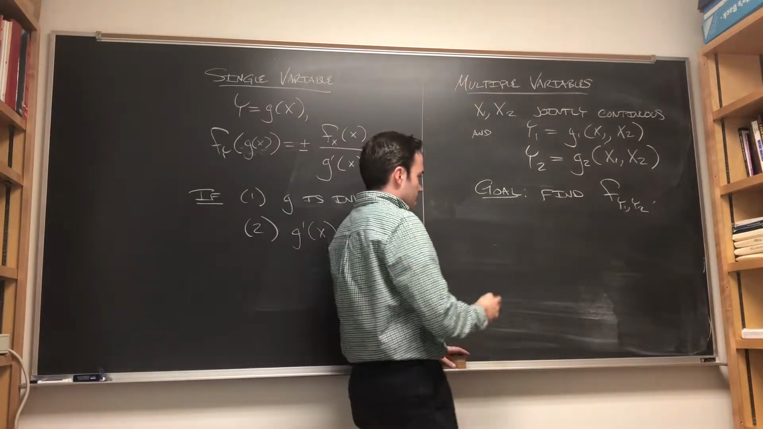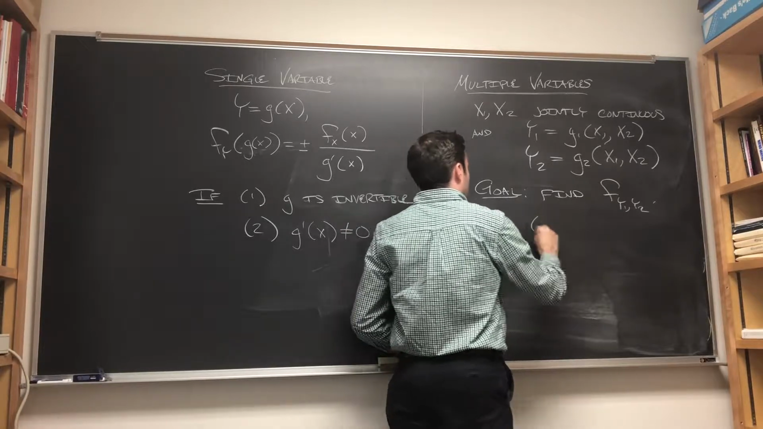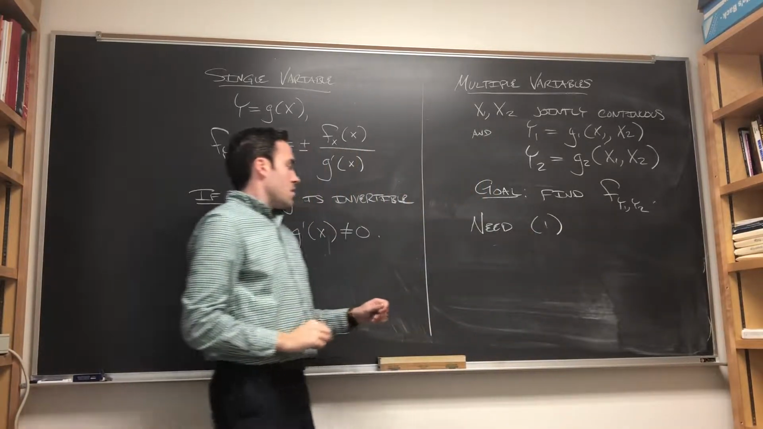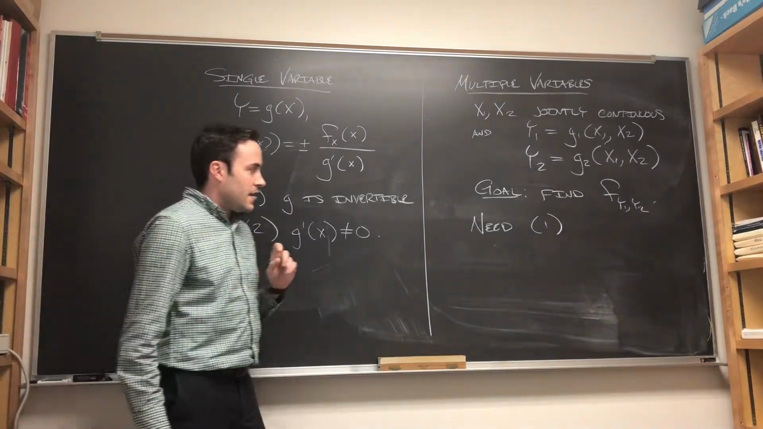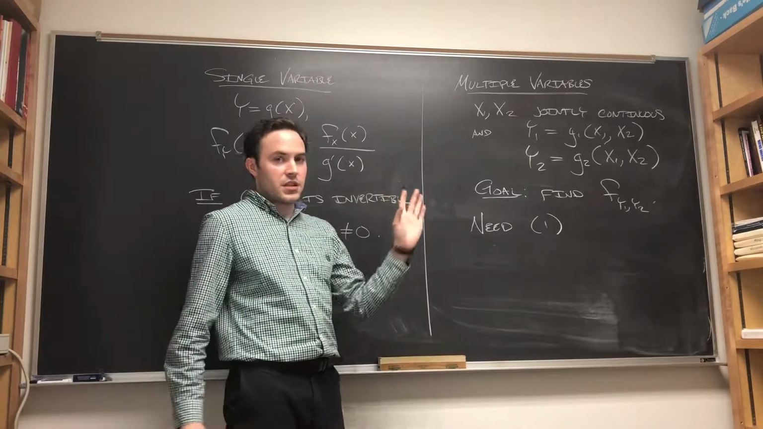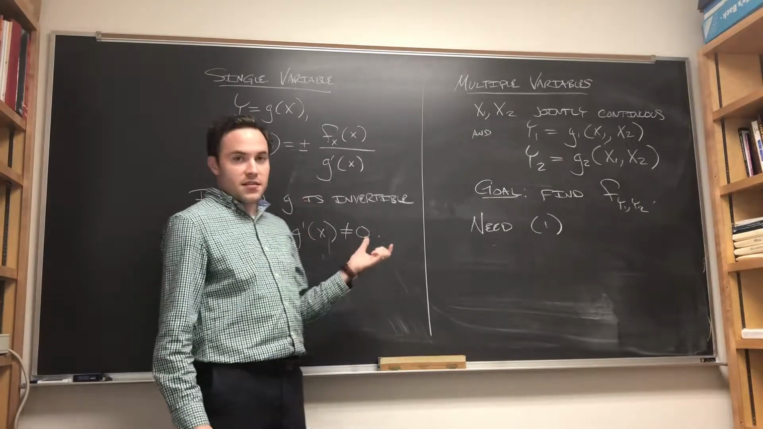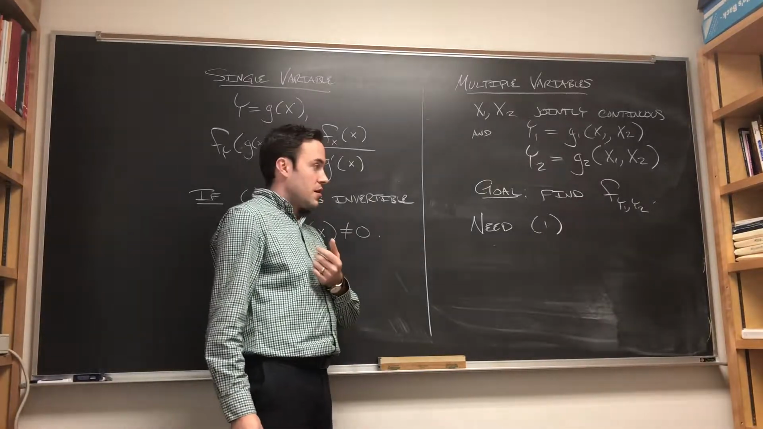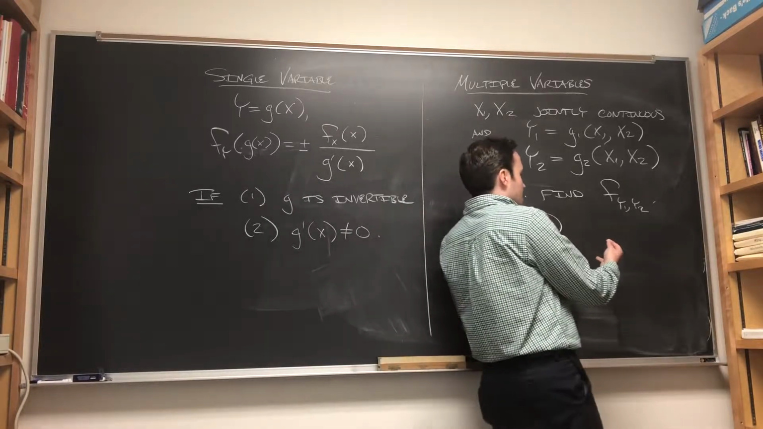So, how does 1 translate? Here our first point was that g had to be invertible, and we just have to be a little bit careful about what invertibility really means. It means that y equal to g of x has a unique solution, x, for every y. So we need the same thing to be true here.